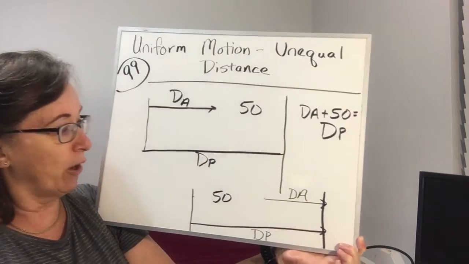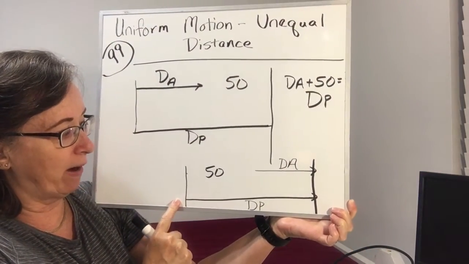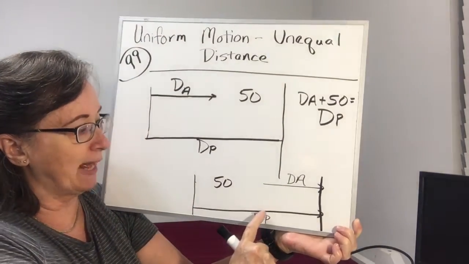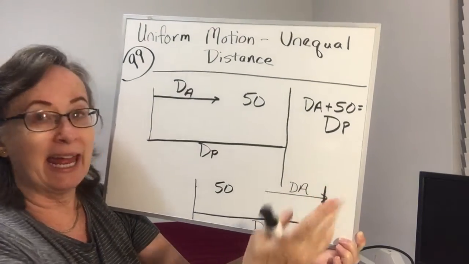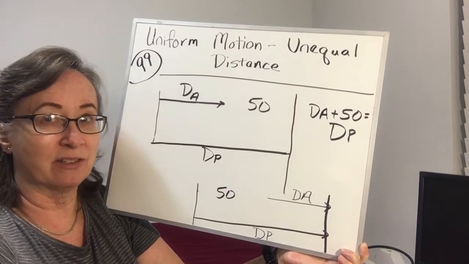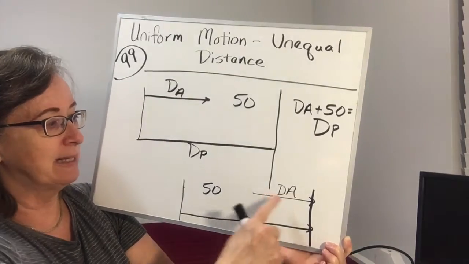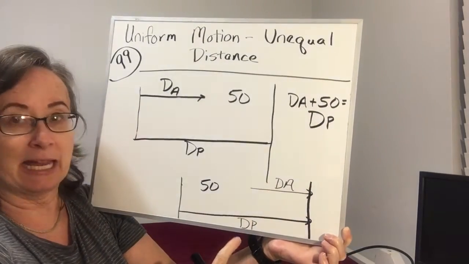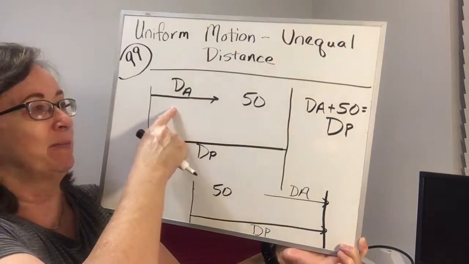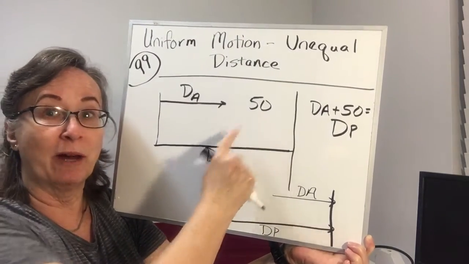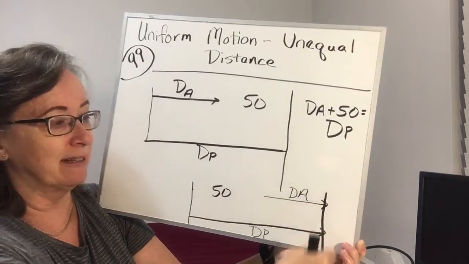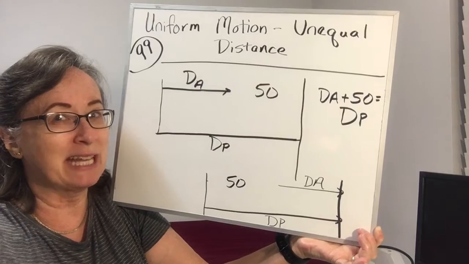Or you might see something like this, where person P is traveling along, and then all of a sudden person A starts 50 miles after person P starts. But still, distance A plus 50 is the same as distance P. So that one equation will be the correct equation, whether they started at the same spot and then one went 50 more, or one went 50 and then the other one joined and they ended up at the same spot. You're going to have the same equation either way.